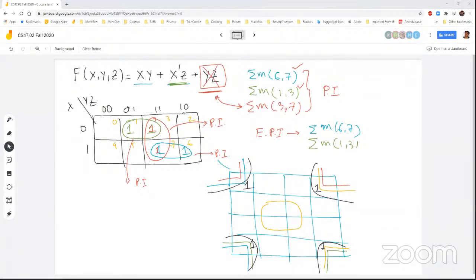Okay, let's do one problem. Let's say I have an SOP form like this.